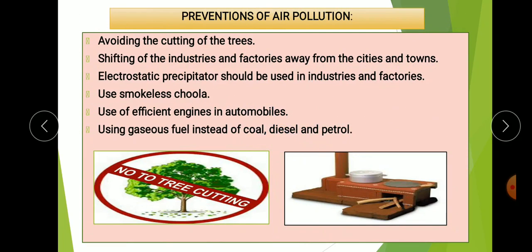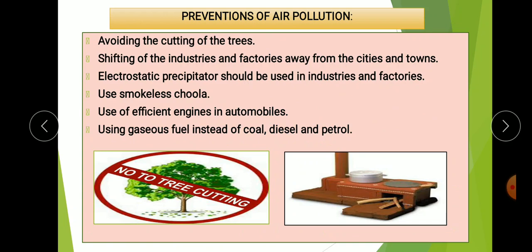Next is prevention of air pollution. What are the preventions? How to control air pollution? So listen, students. First, avoid cutting of trees. Second, shift industries and factories away from the cities and towns, which means we shift the industries and factories out of the cities and towns.